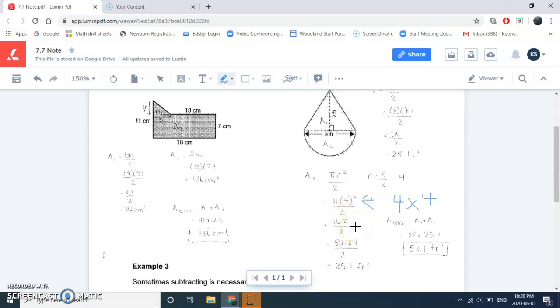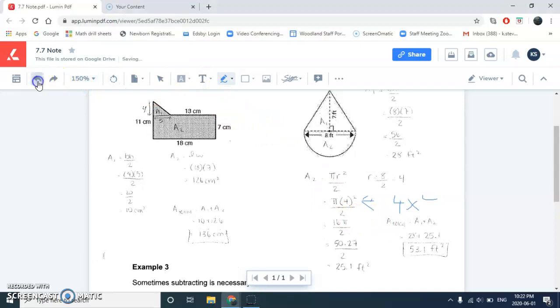Times that by pi. We're going to divide it by 2. So pi, we usually use 3.14. So 16 times 3.14 gives us 50.27. We're going to divide that by 2 again because we only have half of the circle, and that gives us 25.1 feet squared.